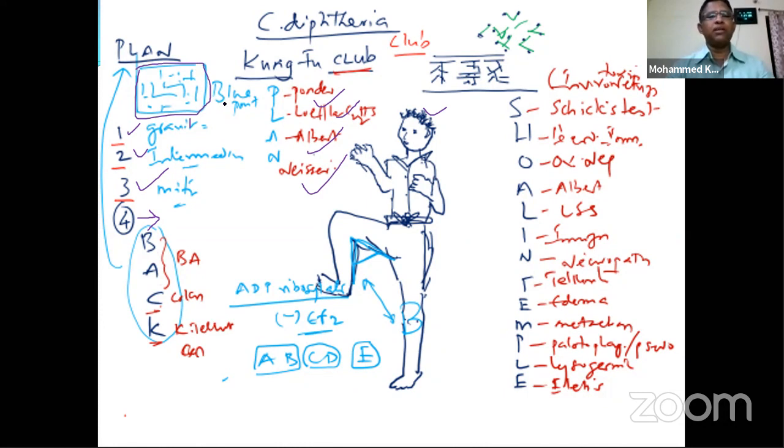So blueprint is nothing but leafless methylene blue that is used over here. Okay, let's come back. Where does this guy have to go to become a master expert in that fight? He has to go to a Kung Fu club. Now you might have watched those movies, Kung Fu Hustle and 36 Chambers of Shaolin and all.